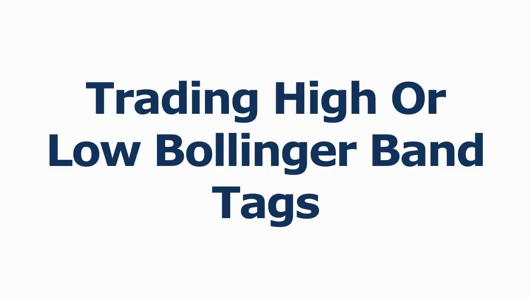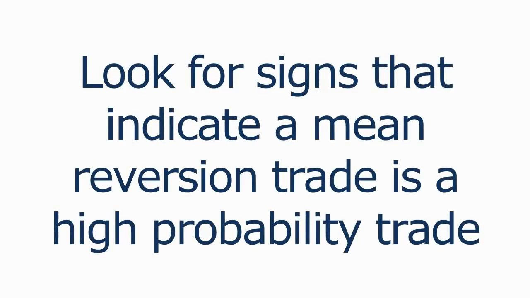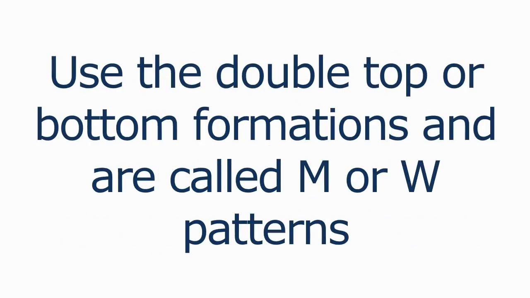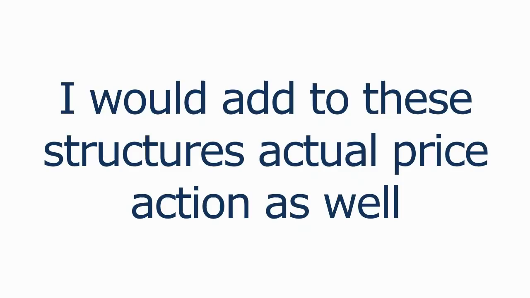Now, trading high or low Bollinger Band tags. The 20 SMA is going to show the intermediate trend, and a strategy that can be used to trade these tags is counter trend trades. So specifically, we look for signs that indicate a mean reversion trade is a higher probability trade. To do this, we want to see a double top or double bottom formation. You can call them the M or the W pattern, it doesn't really matter.